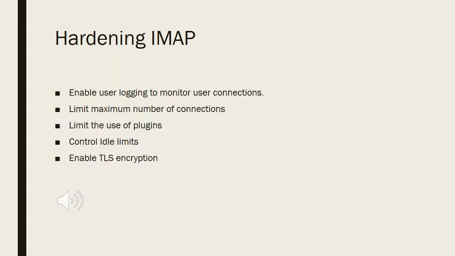You also want to limit the use of plugins, such as email plugins that are using third-party code to do things that aren't expected by the server. Many of these plugins can be manipulated to cause harm to the server. You can also control idle timeout limits to ensure that the idle connections are dropped after a specific amount of time. And of course, you want to enable encryption on every connection and enforce this so that only encrypted connections are accepted.